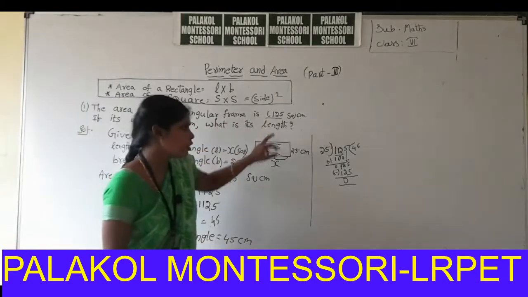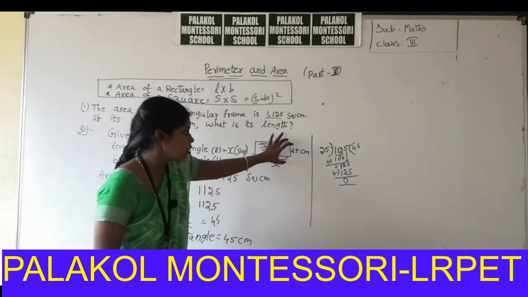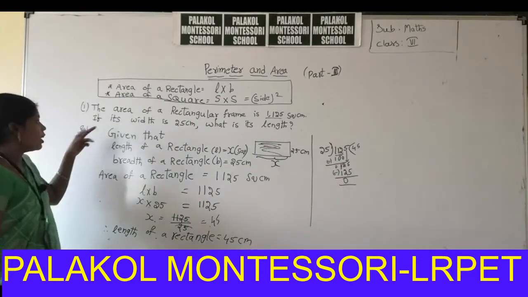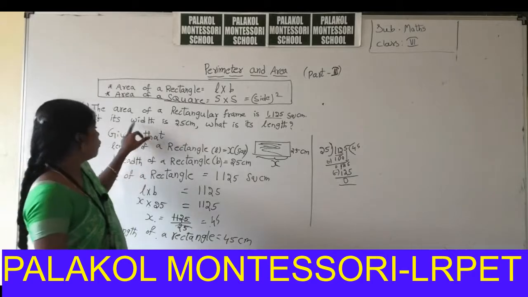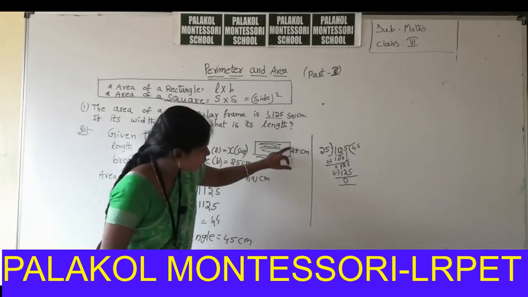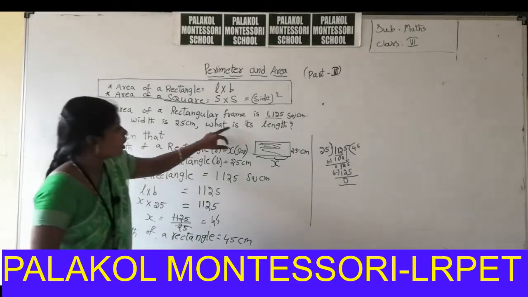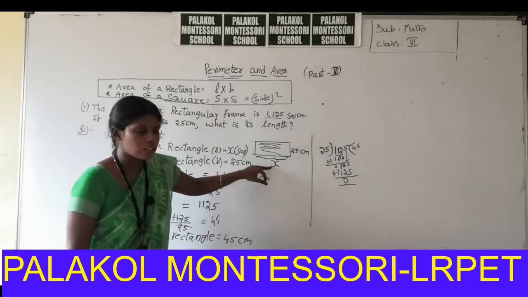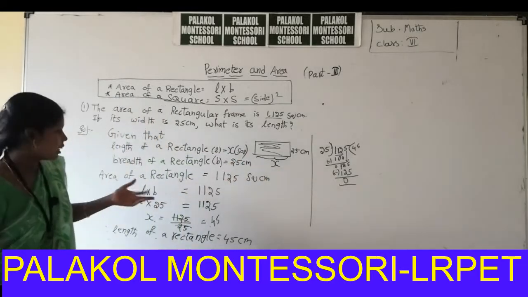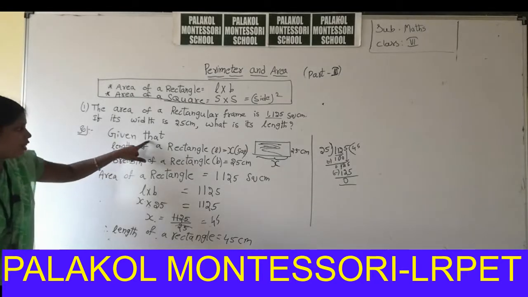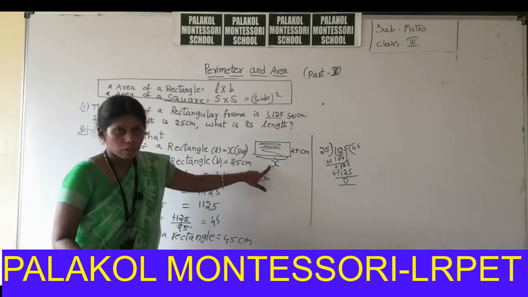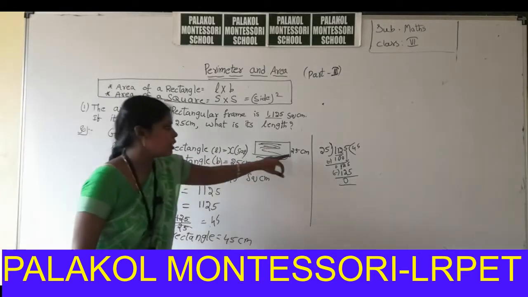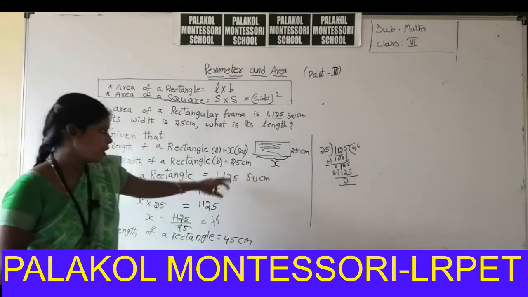So students, again I will explain. The area of a rectangular frame is 1125 square centimeters. If its width is 25 centimeters, width is nothing but breadth, so the breadth of the rectangle is 25 centimeters. What is its length? We don't know the value of length, so we can say x. Given that the length of a rectangle we don't know, so we take x. Next, breadth of a rectangle, B, is equal to 25 centimeters.